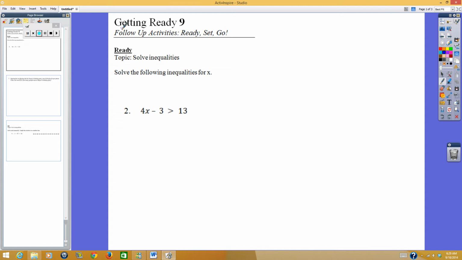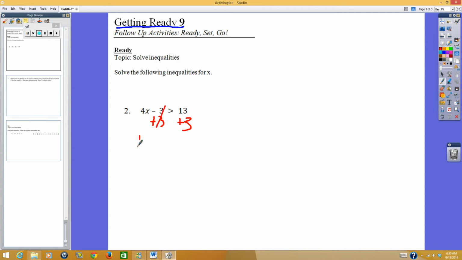So, for your homework Getting Ready 9, I'm going to do one from each of the three sections that you have to do. So, from the first section I'm going to do number 2. You treat this just like solving equations, really, except for the one difference that we talked about in class. So you're trying to get this x by itself. The easiest thing to get rid of is this minus 3. So you do the opposite, the inverse, which is plus 3.